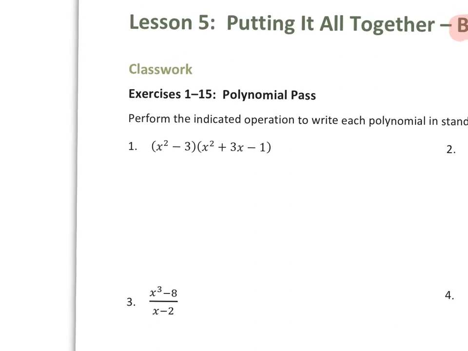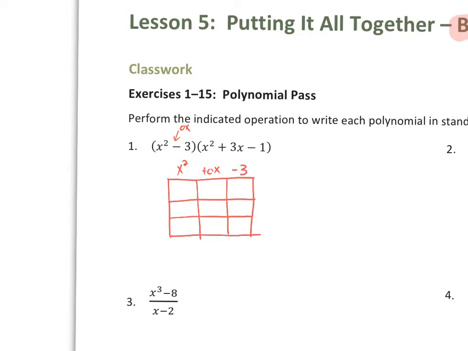So this looks to be a multiplication problem, so I'm going to start doing my boxes. If I want my diagonals lined up, I need to add a 0x in there. So I will do a box of 3 by 3. And I've got my x squared plus 0x minus 3, and my x squared, 3x, negative 1. I've got in my boxes x to the 4th power, 0x to the 3rd power, negative 3x squared.